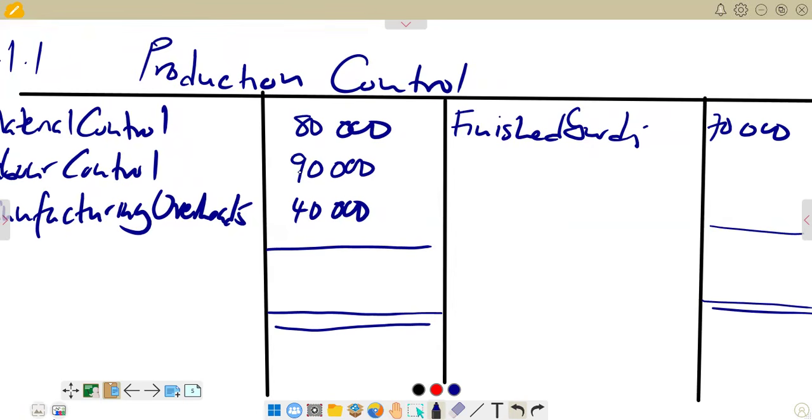If you add 80,000 plus 90,000 plus 40,000, you're supposed to get 210,000. So you have 210,000 here. This one's a bigger total because here we've got only 70,000. So it's going to come in between double lines, both sides. Then we say 210,000 minus 70,000 to get the balance, which is supposed to be here on the credit side where we've got a smaller total. And this is going to be our balance c/d.